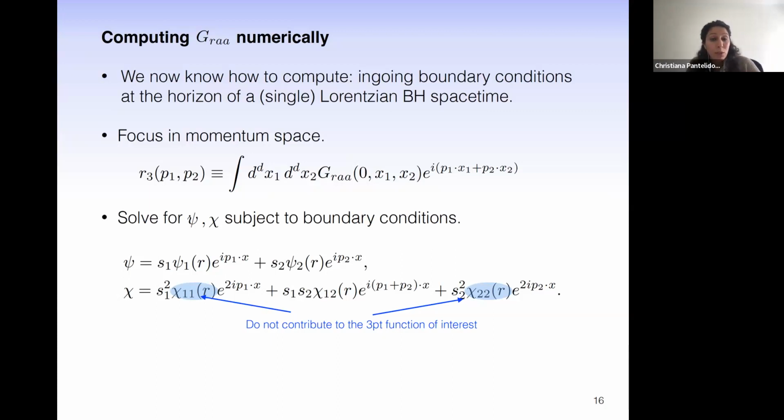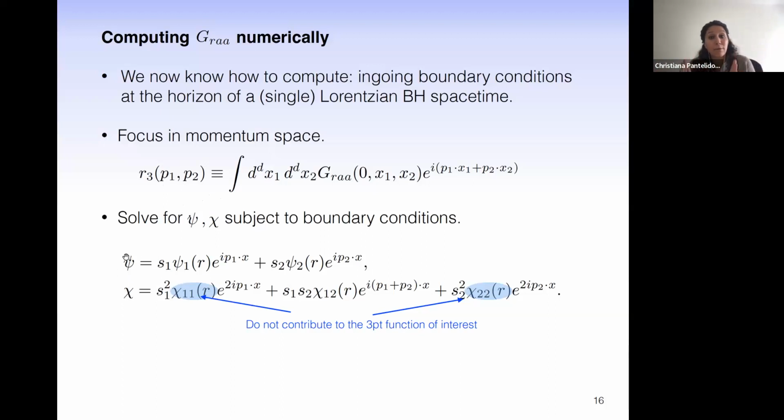And for convenience, we computed this quantity not in real space, but instead in momentum space. So we computed R3, which is a function of two momenta, P1 and P2. And just like what we did before, we have a perturbative expansion of our scalar field phi. At order epsilon, we have the scalar field psi, and at order epsilon squared, we have the scalar field chi. And now, given that we have these two momenta, we can construct the following ansatz for these two fields.